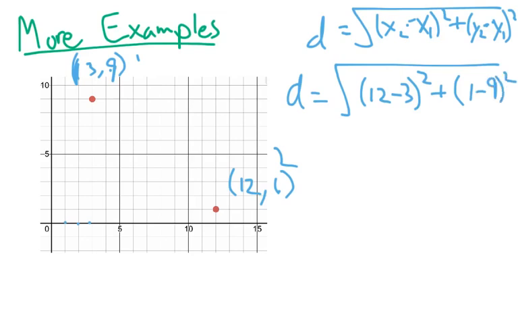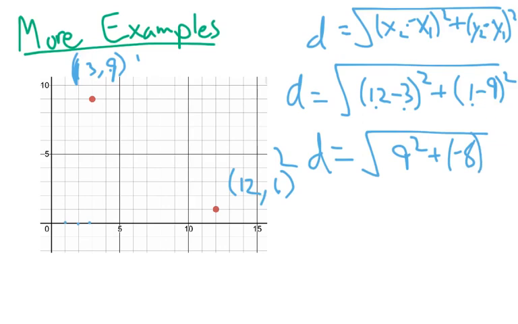Now the cool part is that you don't have to worry about negative signs, because when you square something, you're going to get rid of the negative. And so d now equals the square root of, so 12 minus 3 is 9, so 9 squared, plus negative 8 times negative 8 would be negative 8 squared, so there's that. And so then d equals the square root of 81 plus 64.